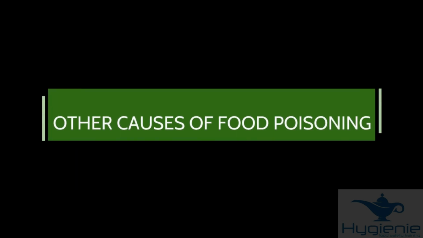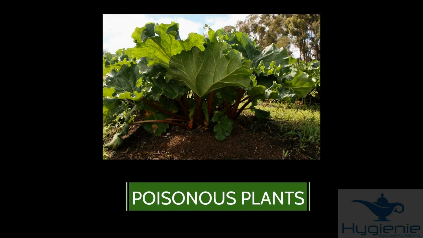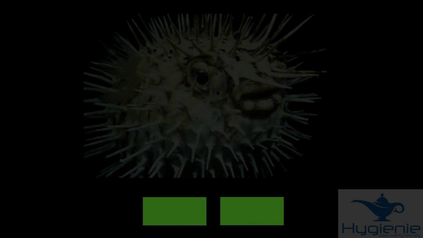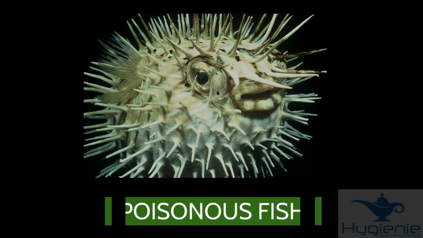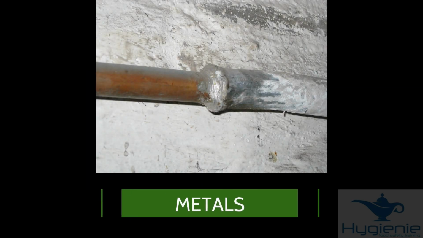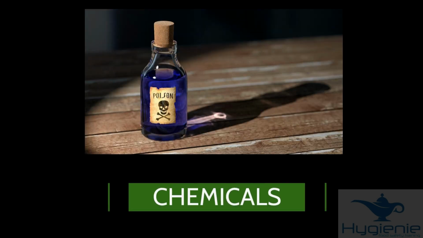Besides bacteria, there are other causes of food poisoning. Viruses. Poisonous plants such as rhubarb leaves. Poisonous fish. Metals. Chemicals.